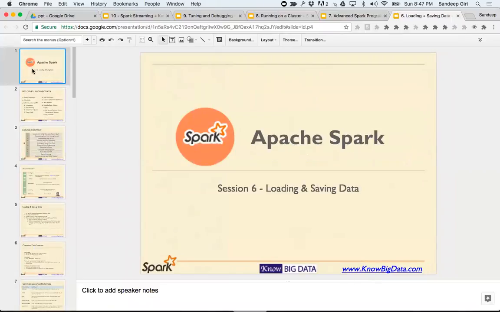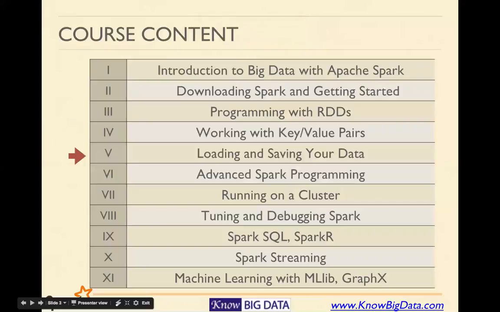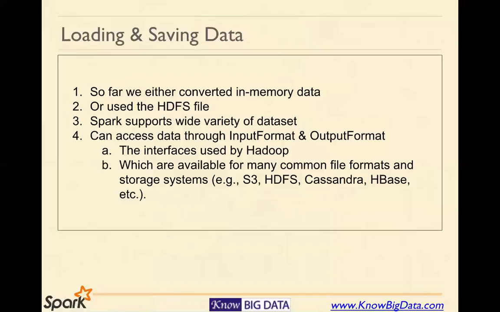All right. So the next slide is going to be pretty simple. How to load and save data. So far we have either converted in-memory data or used an HDFS file. With HDFS files, we have so far dealt with only plain text files, in case of big.txt. And in case of in-memory data, we have parallelized arrays mostly. We have not parallelized any kind of objects.